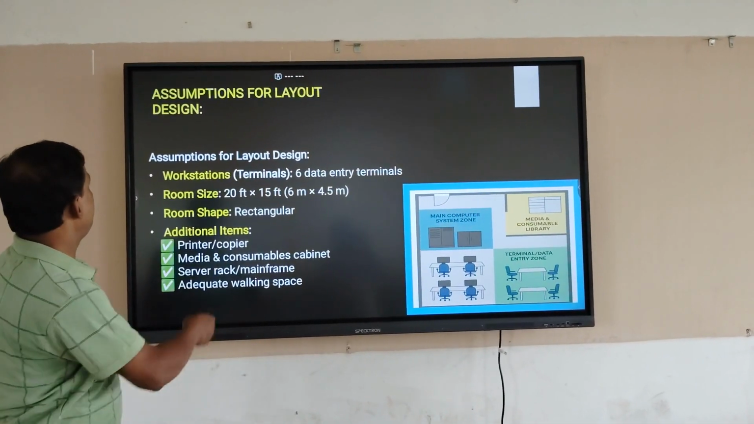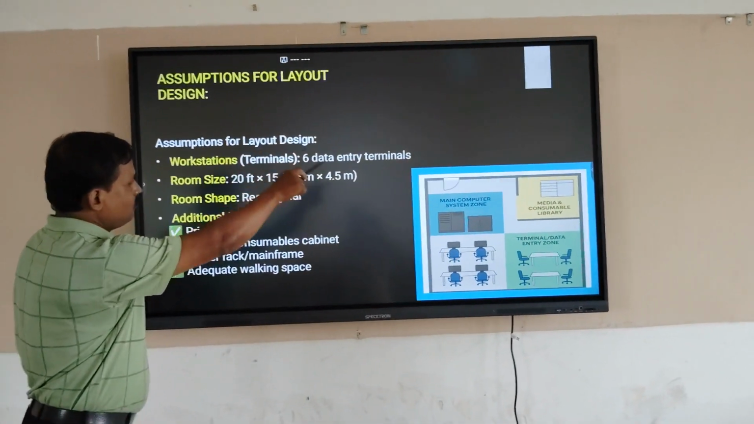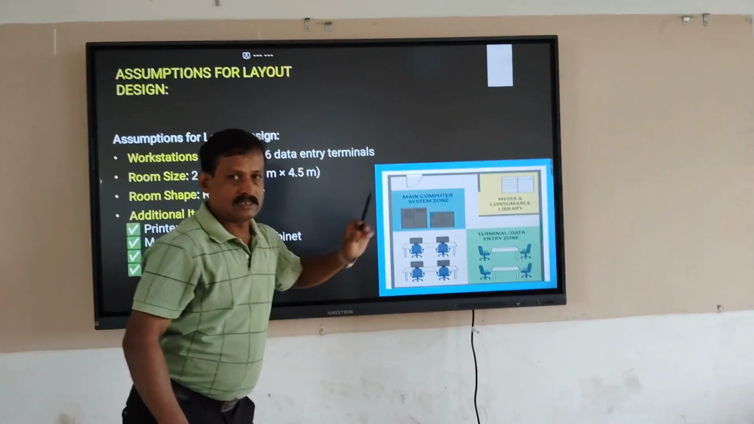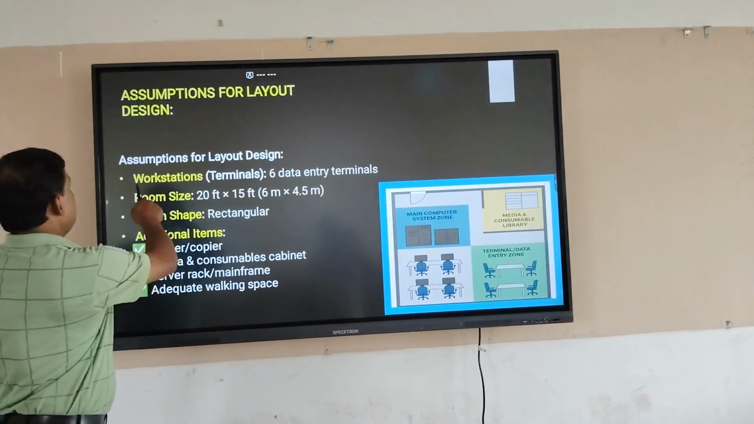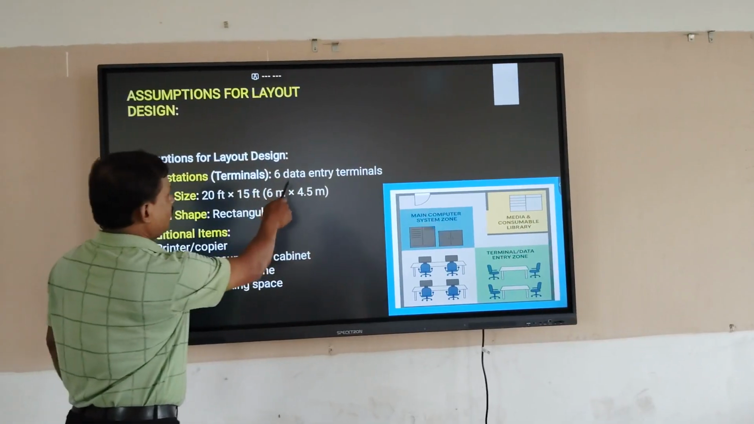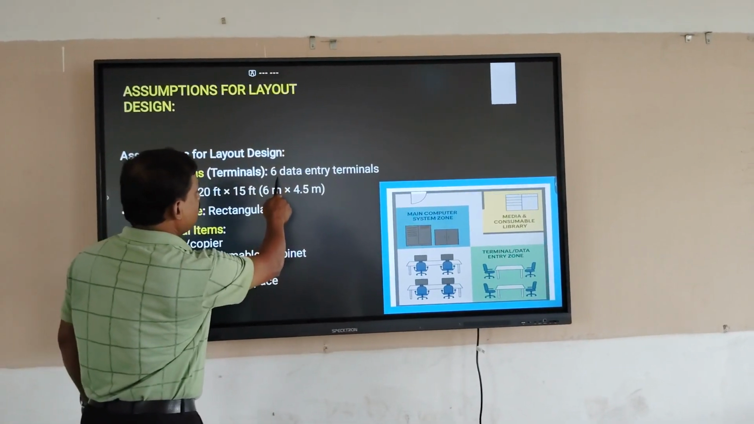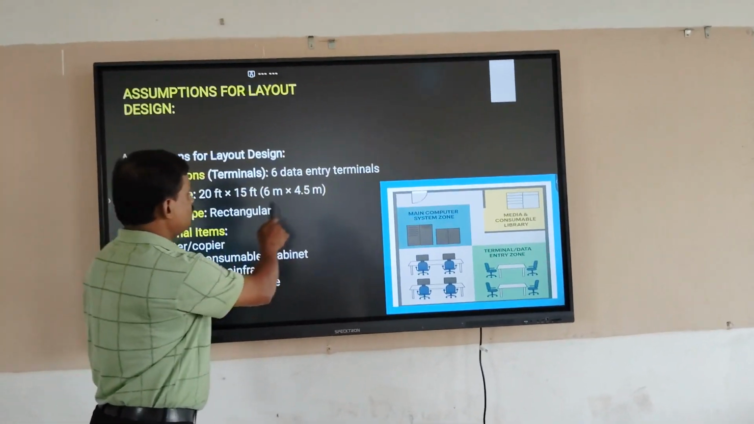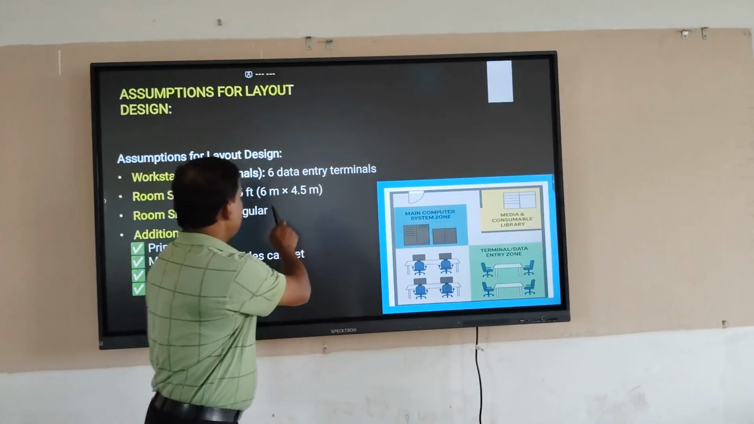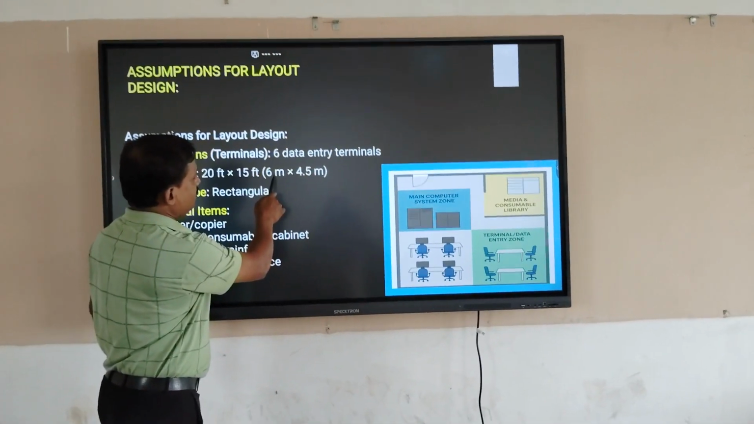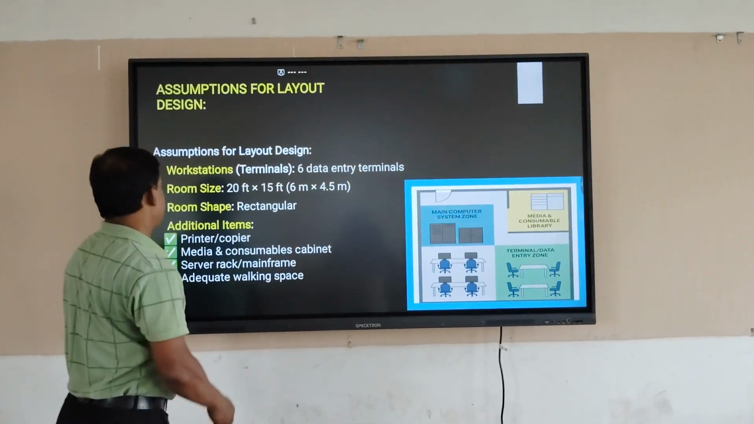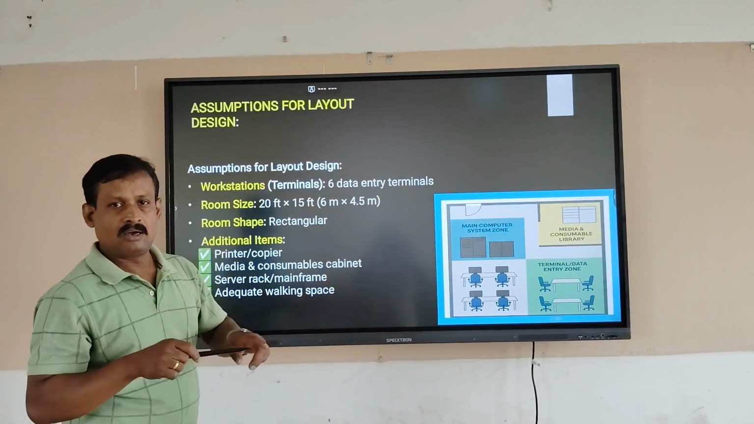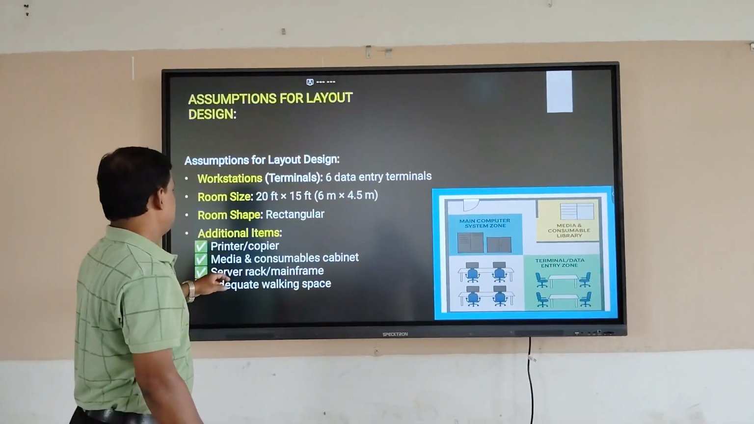Next, we are assuming that our computer center is like this. Then workstations or terminals: we are considering 6 data entry terminals. Then room size. What is the room size? Generally we are considering a minimum of 6 by 4.5 meters. Then the room shape. It may be a rectangle or it may be a square.